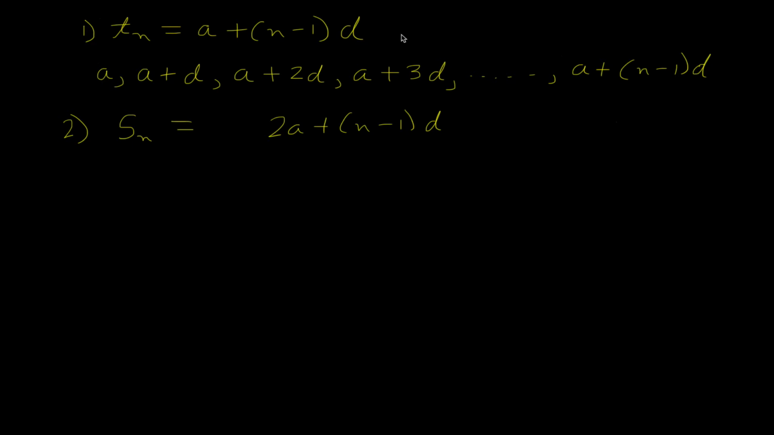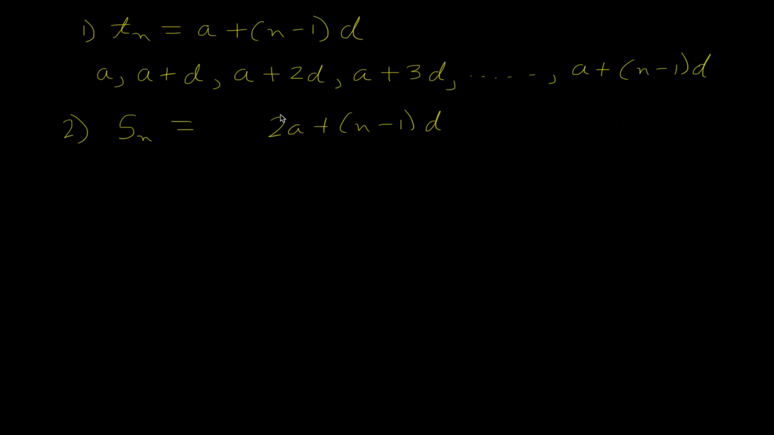And now we also noted that if you add the second term and second last term, a plus d plus a plus n minus 2 times d, you would again get this thing, 2a plus n minus 1 times d. Similarly, if you add the third term and the third term from the end, you would again get this sum. So if you keep on doing that, we would be adding this expression half the number of times there are number of terms. So the first and last becomes this, the second and second last becomes this, the third and third last becomes this, and so on.